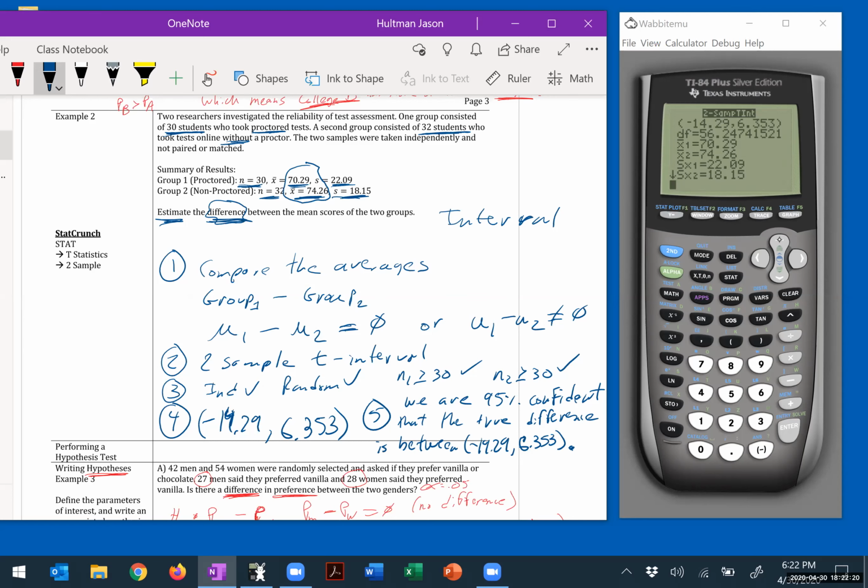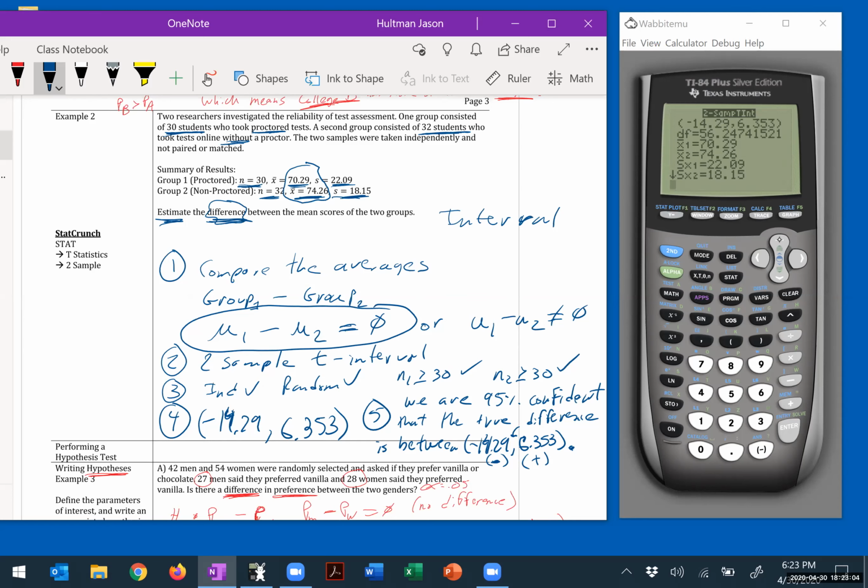Well, it goes from a negative number to a positive number, right? So if it goes from a negative number to a positive number, wouldn't it have to go through 0? This is an interval. It's like a number line. We're going from negative 14 all the way to 6. Wouldn't we have to go through 0? So couldn't 0 be a part of that? Yes. That means it is highly probable that there was no difference.